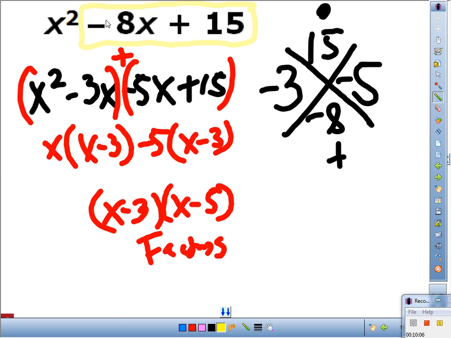If the middle term is negative, both of the numbers in the factors are negative. That's a good generalized idea, yes? Yeah.